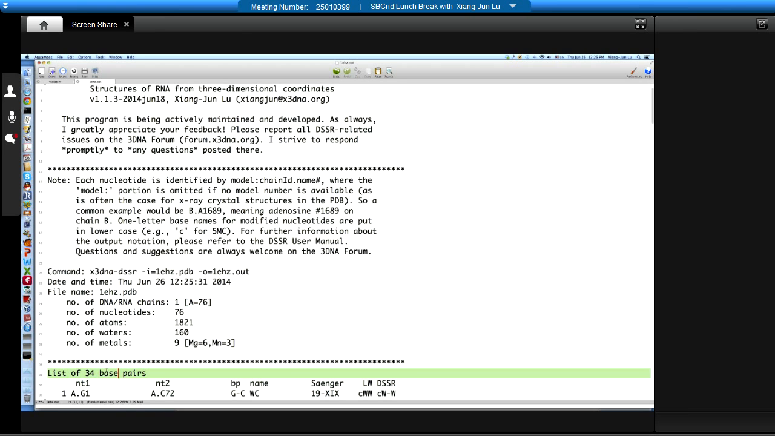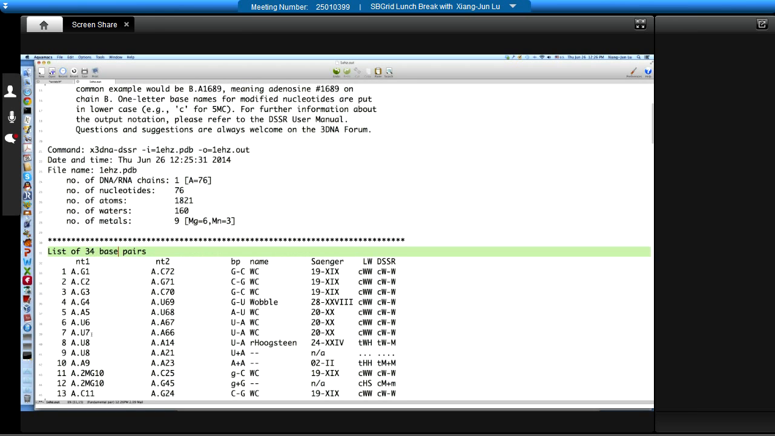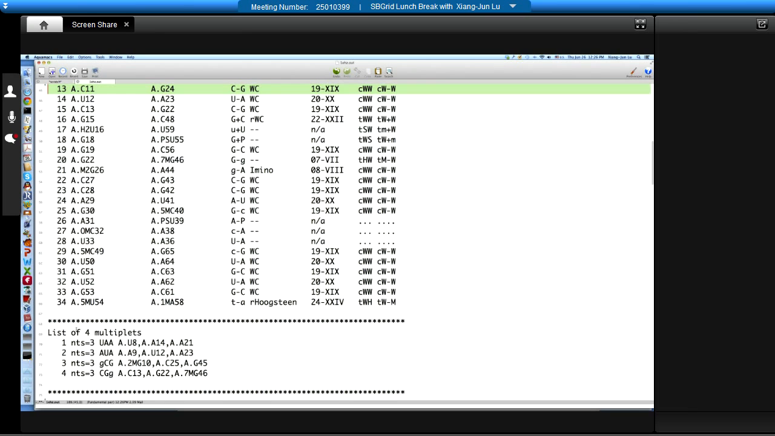Here you have a list of 34 base pairs, giving the nucleotides, the base nomenclature, and the name. Here you can see Watson-Crick, Wobble, Reverse Hoogsteen, and Sugar, and Leontis-Westhof. There is a new notation we call the DSSR notation. And here you have a list of four multiplets, which are all triplets. The first one is U8, U14, and U21, and so far it's the same for the rest.